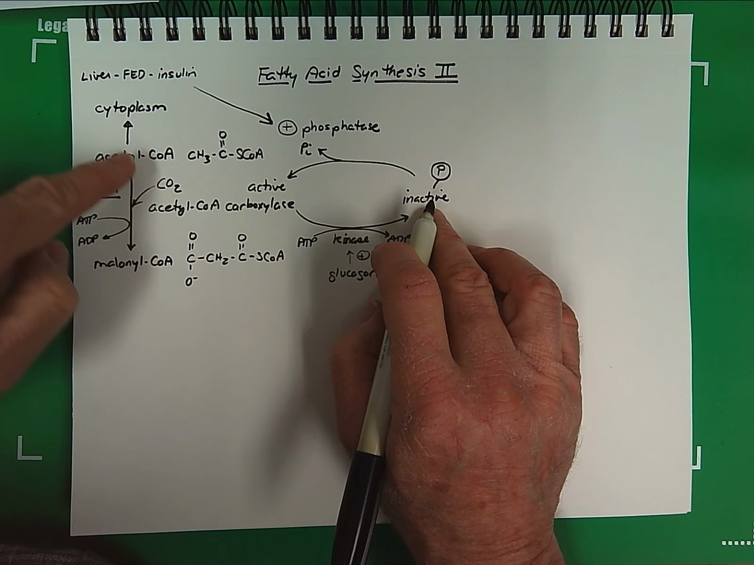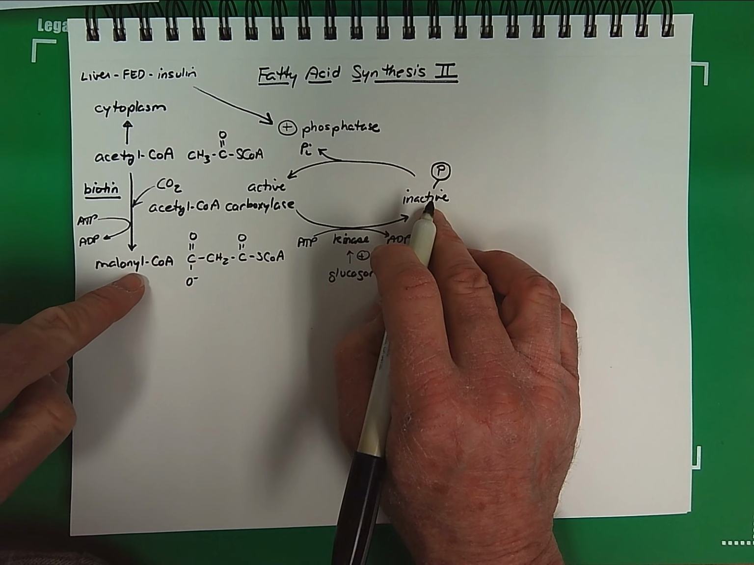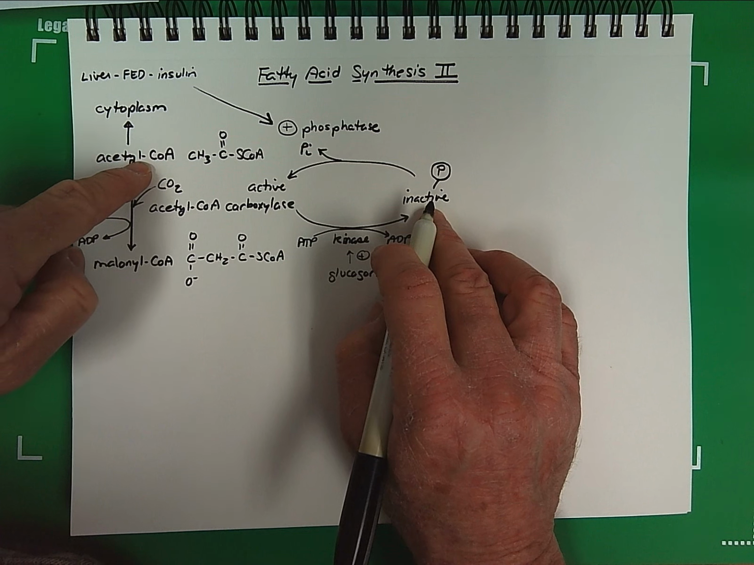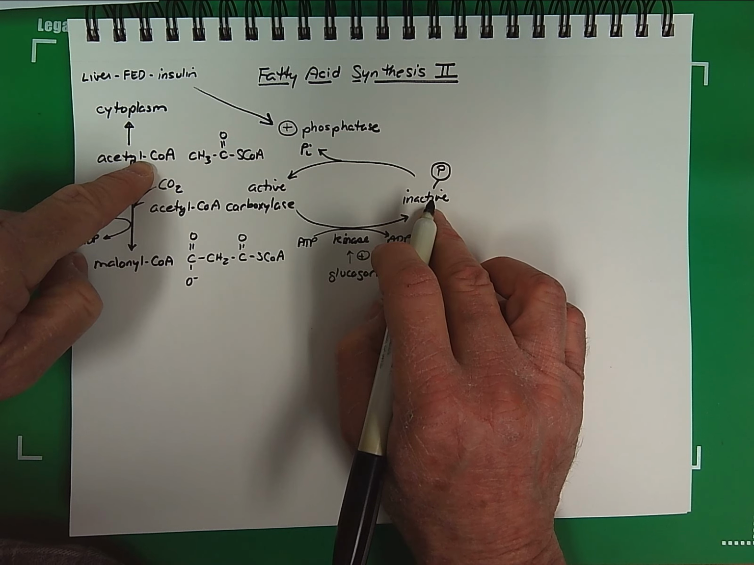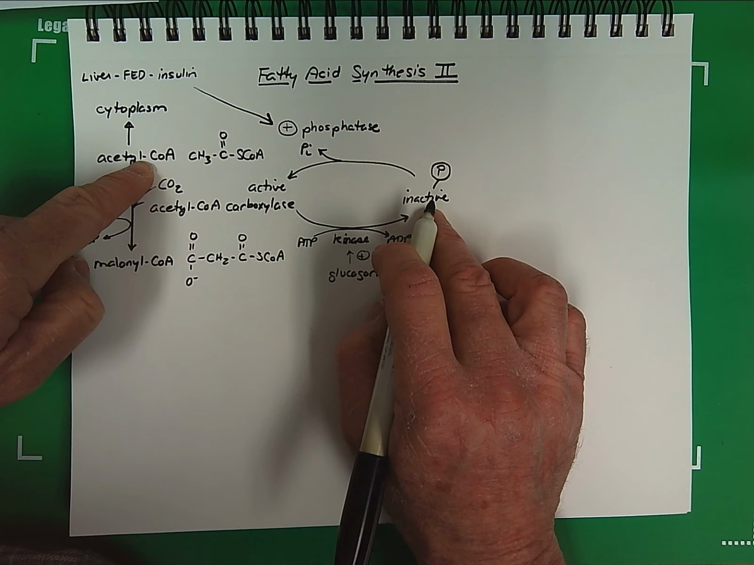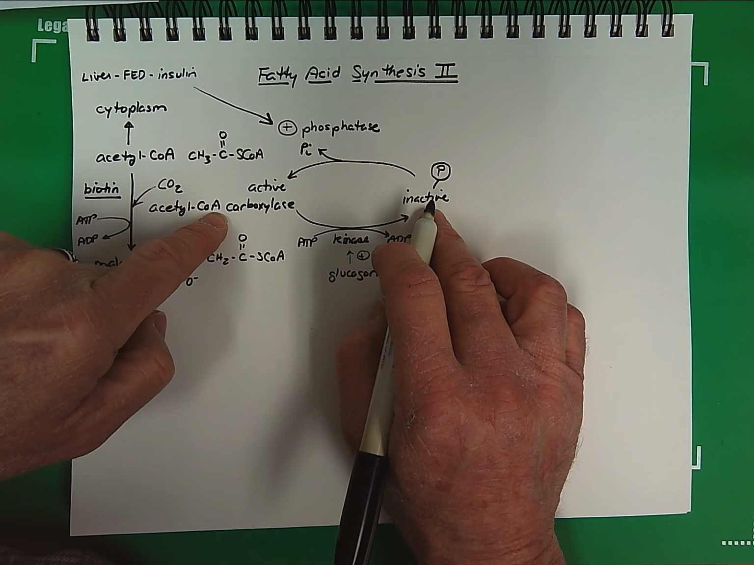because we do not want to convert acetyl-CoA to malonyl-CoA. Essentially we do not want to make fatty acids in a catabolic state. So we need to shut this enzyme off.